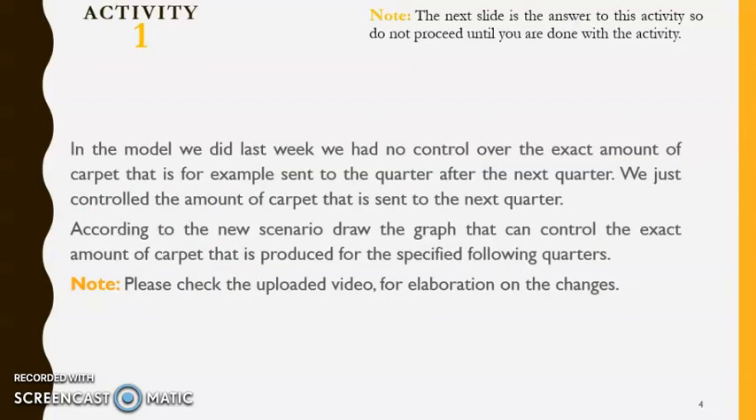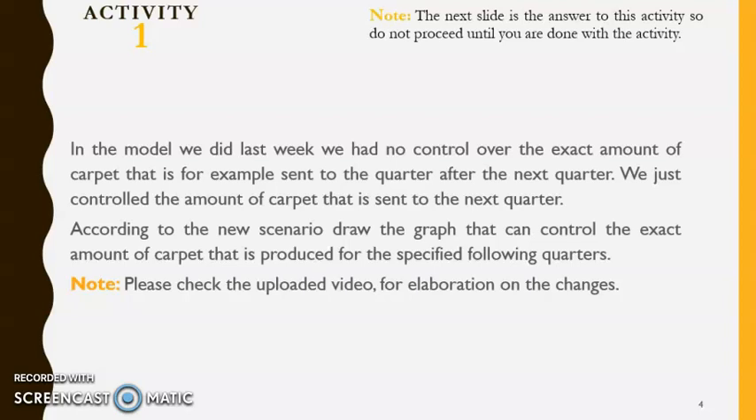So we start with activity 1, which says: in the model we did last week, we had no control over the exact amount of carpet that is, for example, sent to the quarter after next quarter. That is the thing that I just described. We just control the amount of carpet that is sent to the next quarter to be used for the following quarters. According to the new scenario, draw the graph that can control the exact amount of carpet that is produced for the specified following quarters.